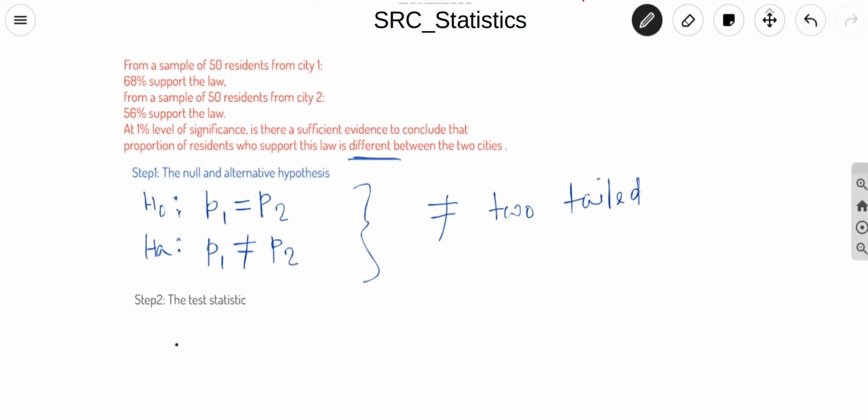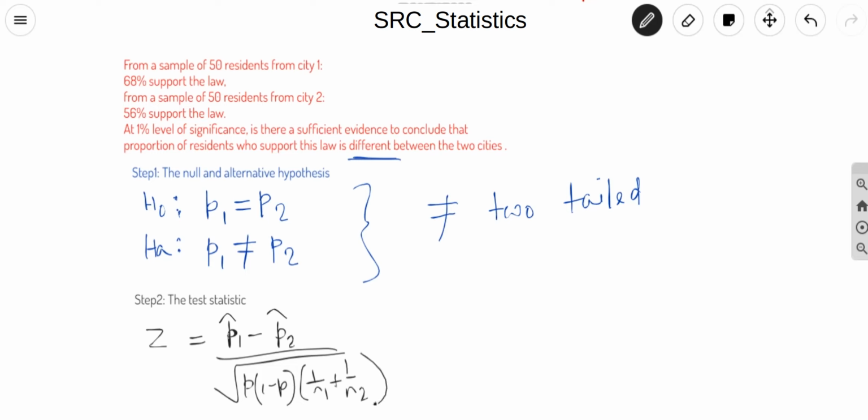Step 2 is the calculation of the test statistic. The test statistic Z is given by hat P1 minus hat P2 divided by the square root of P multiplied by 1 minus P multiplied by 1 by N1 plus 1 by N2. So what is this P? P is called the pooled proportion. The formula for P is N1 hat P1 plus N2 hat P2 divided by N1 plus N2.